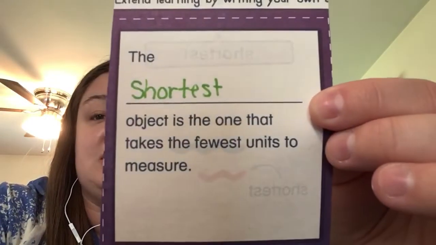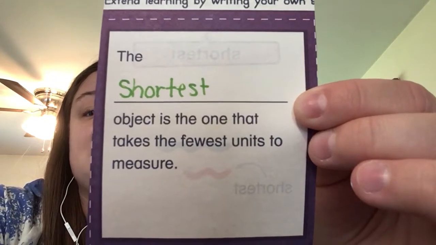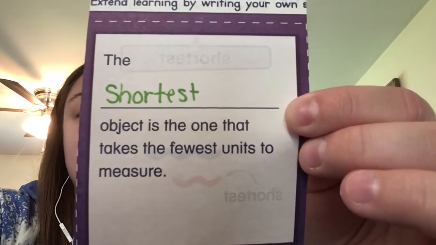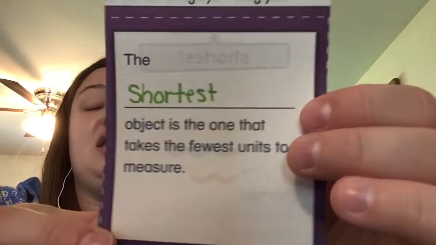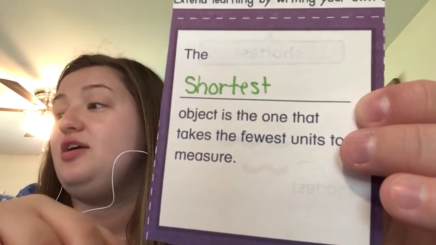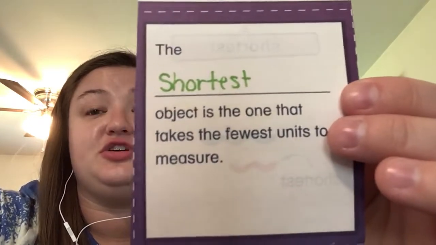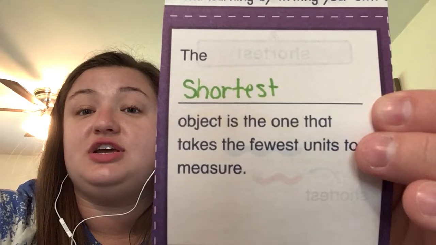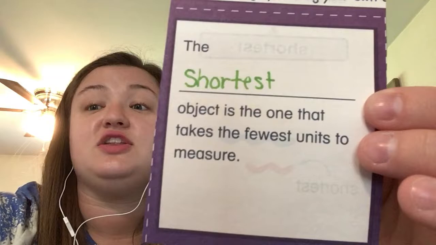So on the back of your card, if you need to write this down, the shortest object is the one that takes the fewest units to measure. Now, when you're talking about units to measure, you can measure using anything as long as you use the same thing. So if I have Cheerios and I wanted to measure something, I could measure it in Cheerios as long as I use Cheerios to measure everything, and the Cheerios were the same size. So shortest.